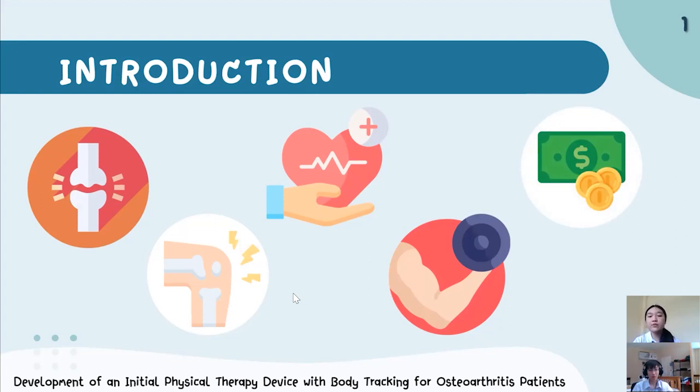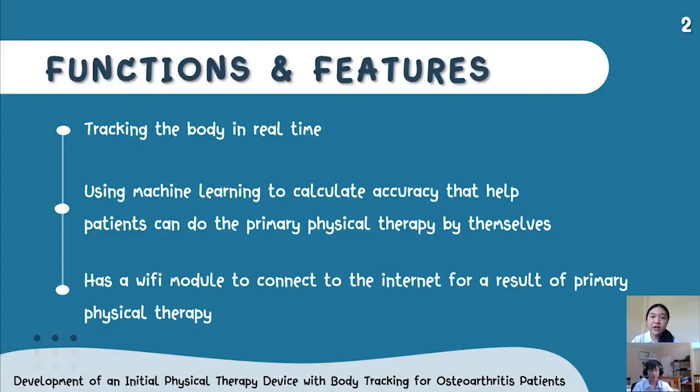For all of these reasons, we decided to invent an initial physical therapy device with body tracking for osteoarthritis patients that can help them do the primary physical therapy continuously, effectively, and easily. For the functions and features, our device can track the body in real time. It uses machine learning to calculate accuracy, which helps patients do the primary physical therapy by themselves. And it has a Wi-Fi module to connect to the internet for the results of primary physical therapy.